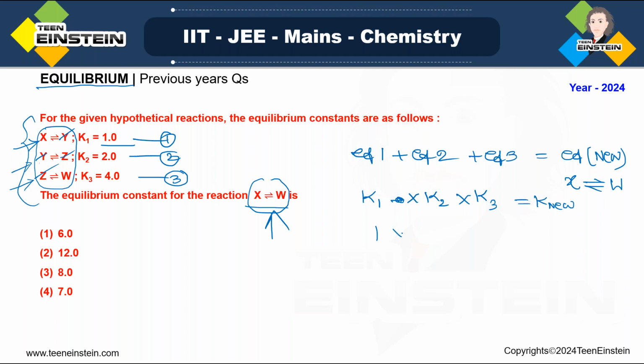So here it is 1 multiplied by 2 and then multiplied by 4. So what value are you getting? You are getting 8, which is the value for this new reaction, which is this one.